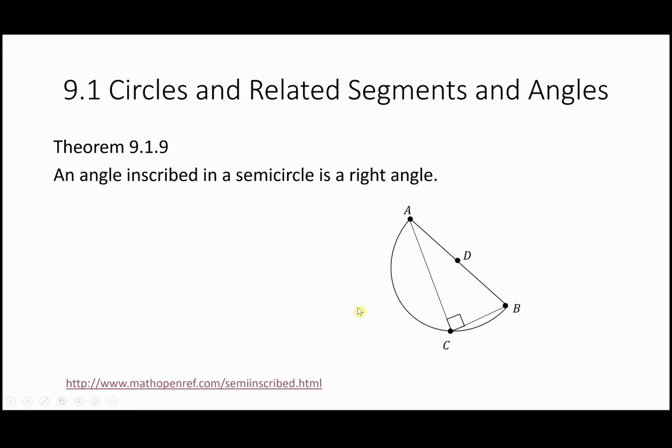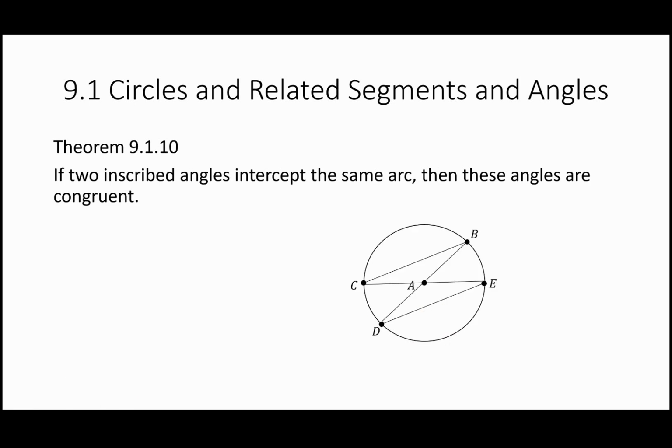Okay? Cool. Moving on. Next, 10th theorem in succession here. If two inscribed angles intercept the same arc, then these angles are congruent. This is actually going to come up a lot in the examples that you undertake in this section and the next. And so, for example here, I want you to consider angle BCE, that's this angle right here, and angle BDE, this angle here.